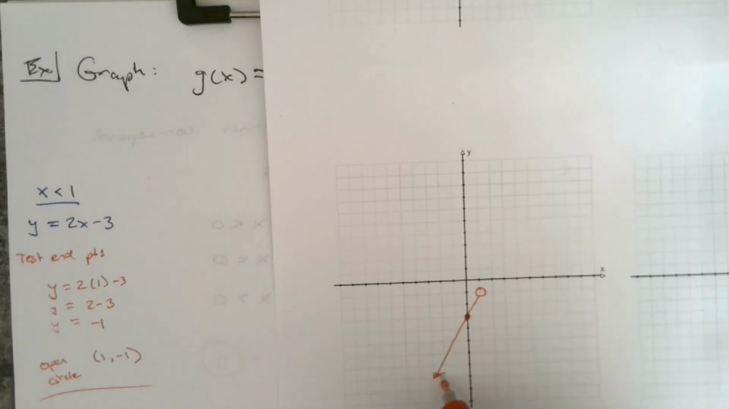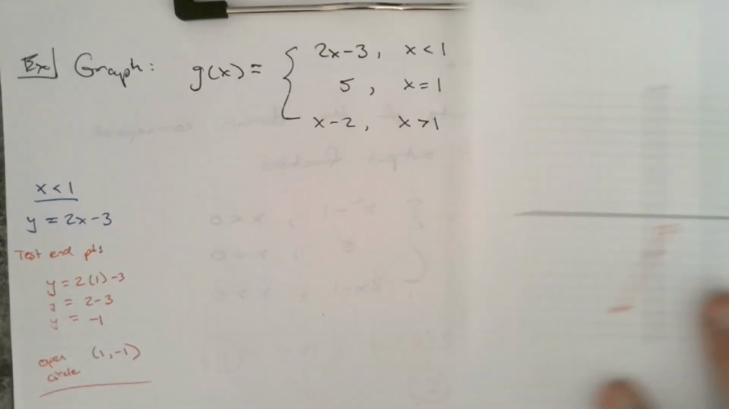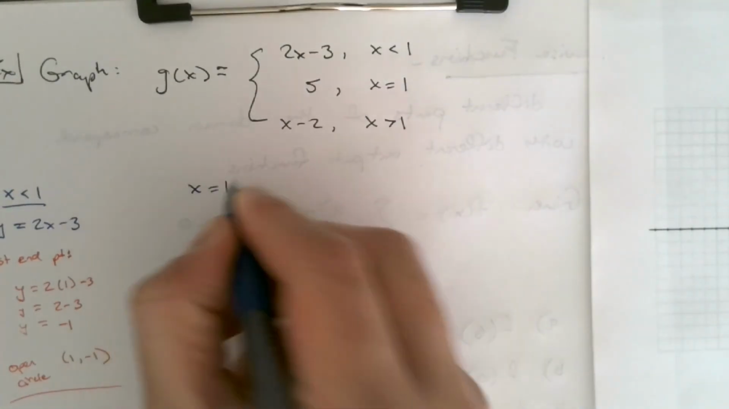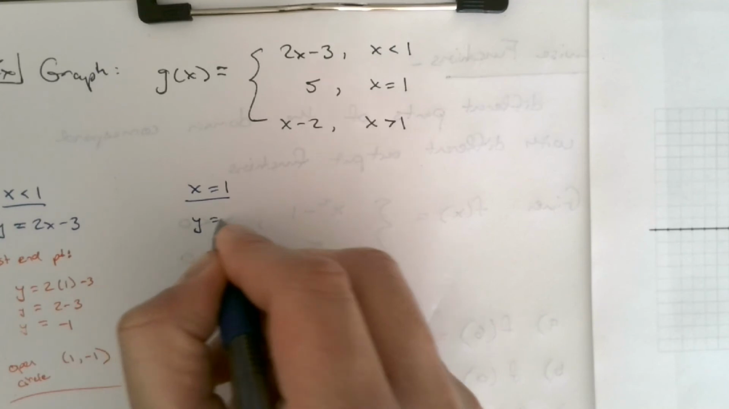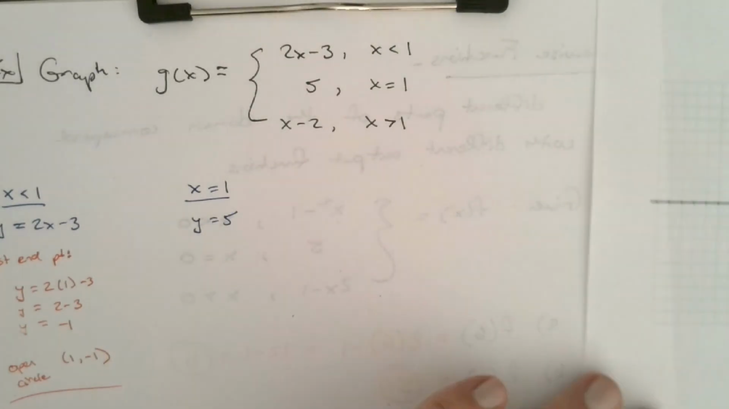This arrow on the end indicates that we go on forever to the left, covers all the x values, and it goes downward forever. All right, so that's the first piece. The second piece, we talk about when x equals 1. And that tells us that y equals 5. So we know that when x equals 1, y equals 5. That's a point on our graph.